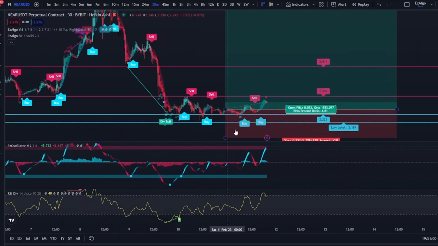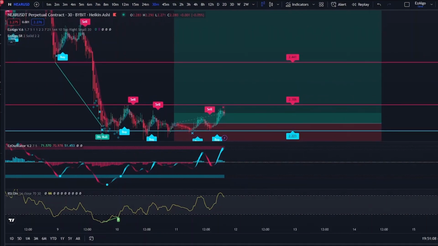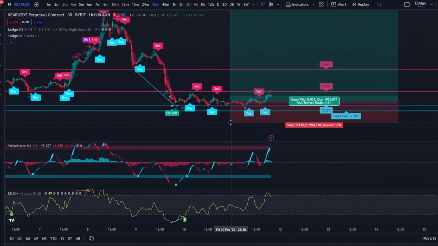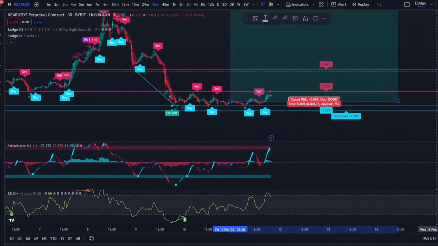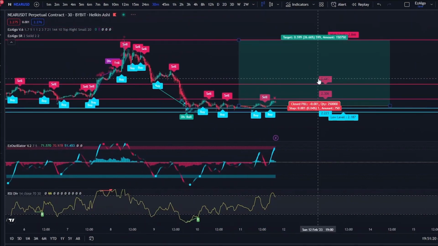C98 actually broke out, and you can see that the Easy Oscillator is in the out of bounds overbought territory, meaning I am going to be looking for a reversal, and we had that mild sell signal on EzAlgo. So definitely not the trade that I was looking for, but like I said, I took half. My stop loss is currently break even. I'm just going to let the rest of the trade ride, hopefully up to these high resistance levels, but price action is looking a little shaky.